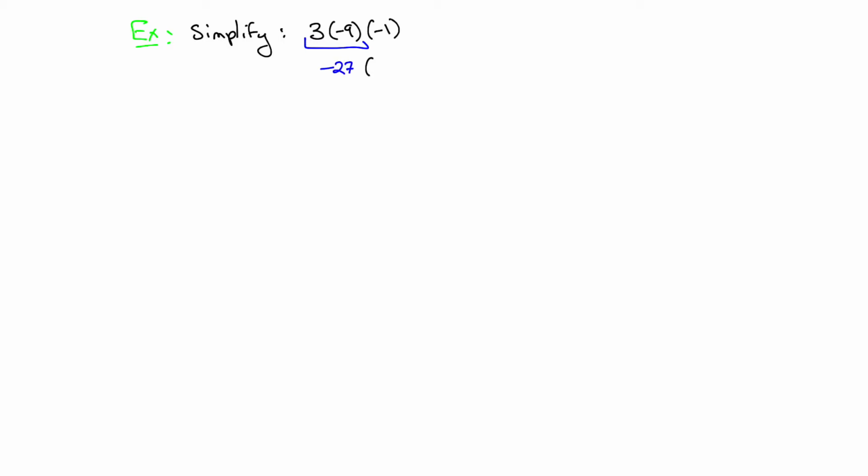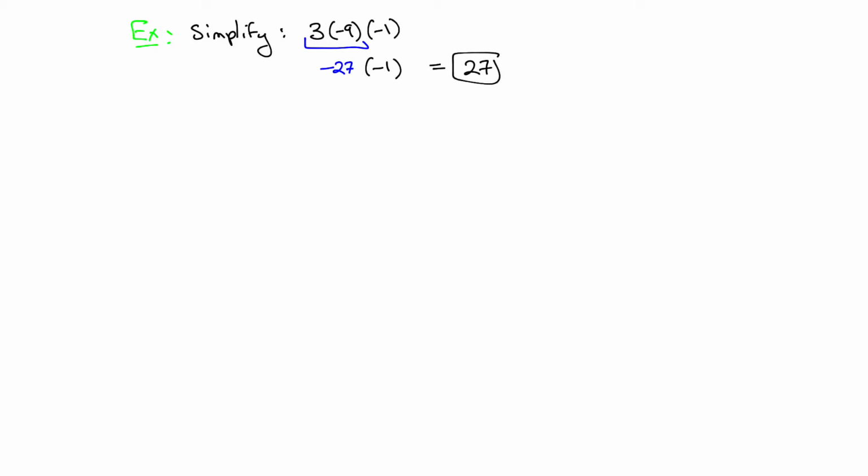And we're multiplying that by that negative 1. That's a negative times a negative, which is a positive. And that gives us 27 times 1, that's just 27. And we're going to make it positive, so positive 27.